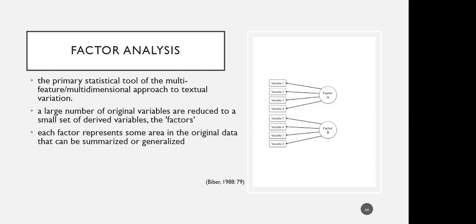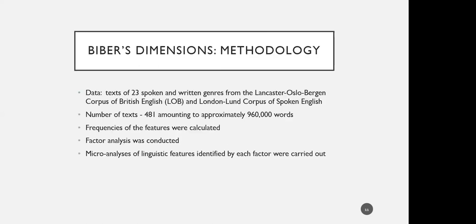So each factor, in fact, represents an area of high shared variance in the data, a grouping of linguistic features that co-occur with high frequency. And factors are linear combinations of the original variables derived from a correlation matrix of all variables. So the picture on the slide demonstrates basically what it is about. So now I'm going to tell you about the way Douglas Biber conducted his multidimensional analysis.